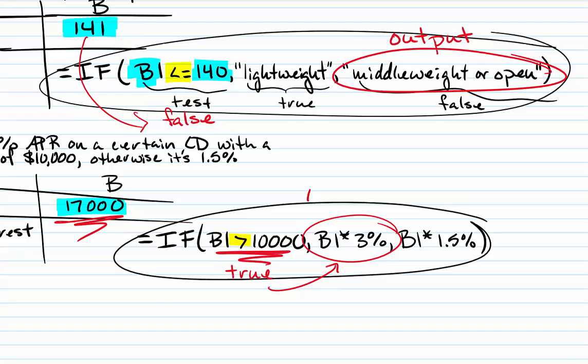Well, what is that? What is 3% of 17,000? I trust that you can do that. I'm going to leave that to you for practice. Try to keep this video nice and short.